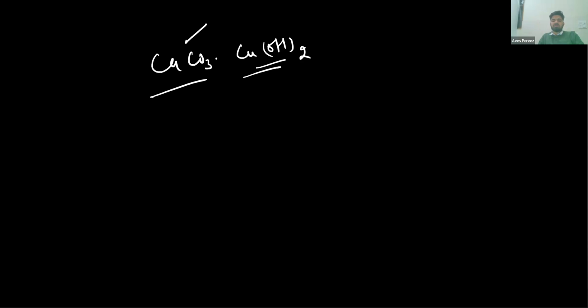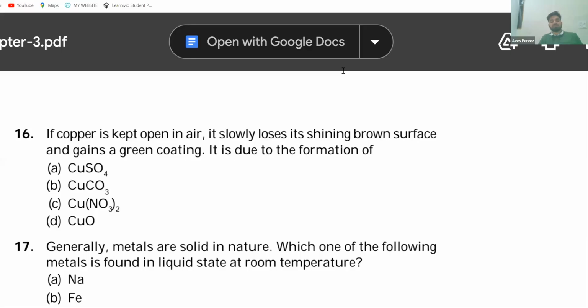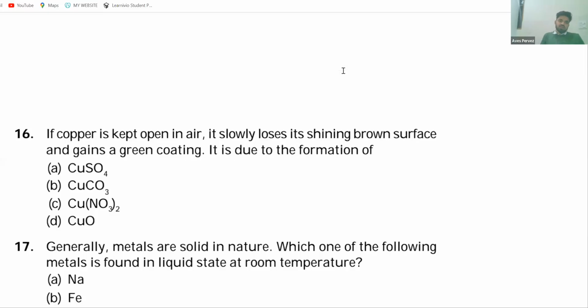Copper carbonate. We are discussing that when copper comes in contact with the atmospheric gases, it forms a layer of copper hydroxide and copper carbonate. Since copper hydroxide is not written, let's say it's okay. It is copper carbonate. You should give preference to copper carbonate. Got it? So note down this question in your copy and write the answer for this one.